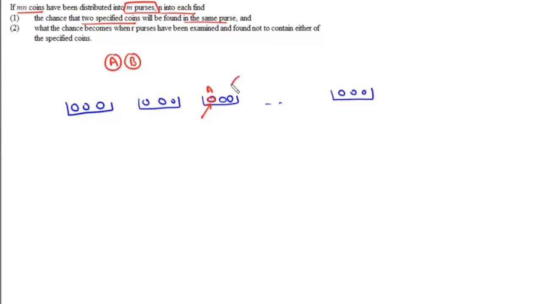Now suppose A is present in this purse. For B to be present in this purse, B can be there in any one of the remaining n minus 1 places. So number of favorable places for B will be simply n minus 1, whereas total number of places will be simply mn minus 1. So this probability that two specific coins will be found in the same purse is given by (n minus 1) upon (mn minus 1), and that's our part 1.